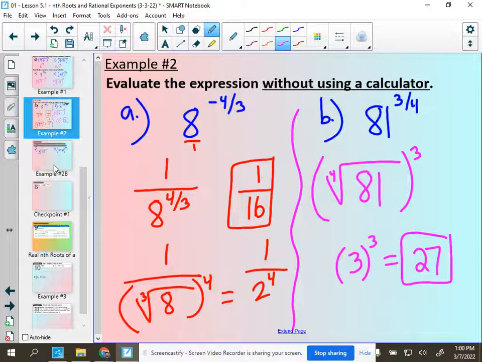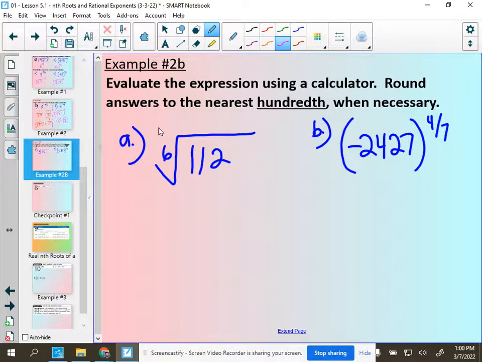Here are more examples. Other types of things. This is just a straight up get to know your calculator. Make sure you know how you enter roots beyond a square root. We've done a lot of square root stuff this year, but we want to make sure that we can do a 6th root.